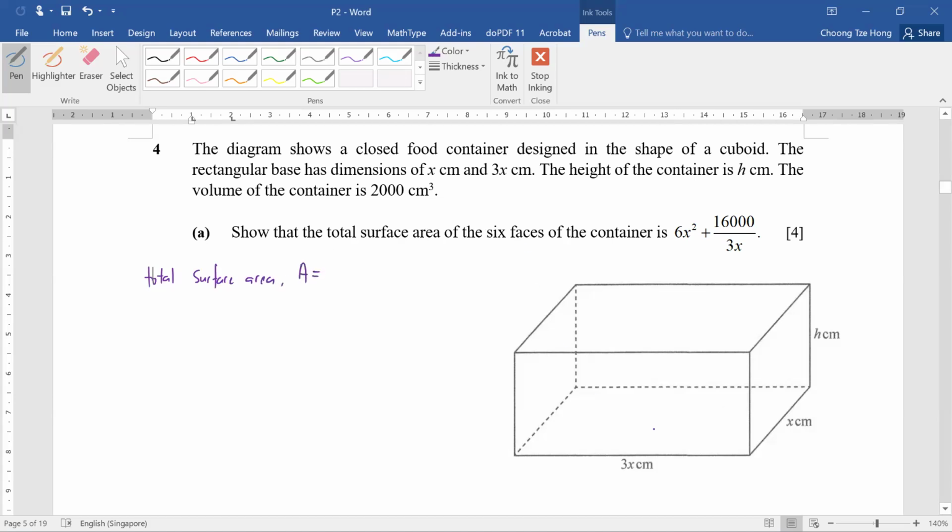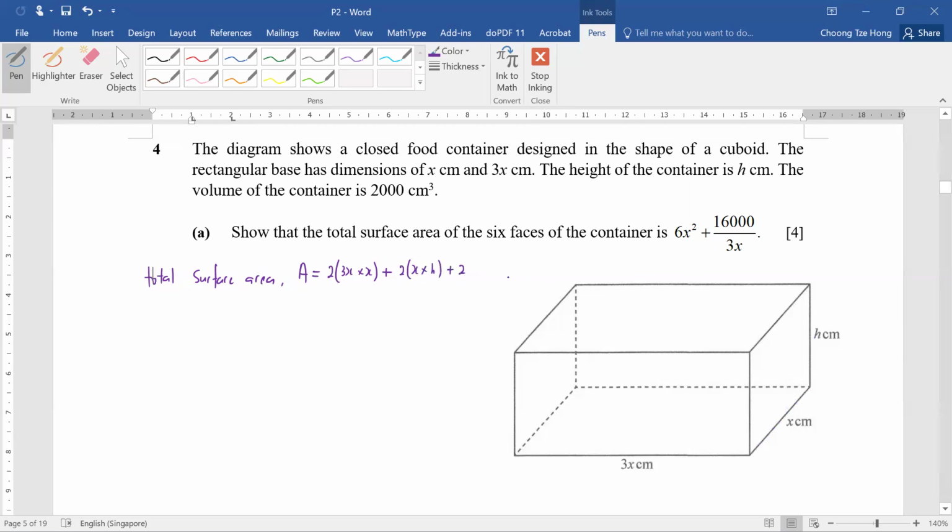So the total surface area would be the top and bottom face, so there will be two of it. So 2 times, the top and bottom face would be 3x times x, right? The area. Then we'll plus the left and right faces. The left and right faces will be x by h cm. So once again, there will be two of it, so x times h.